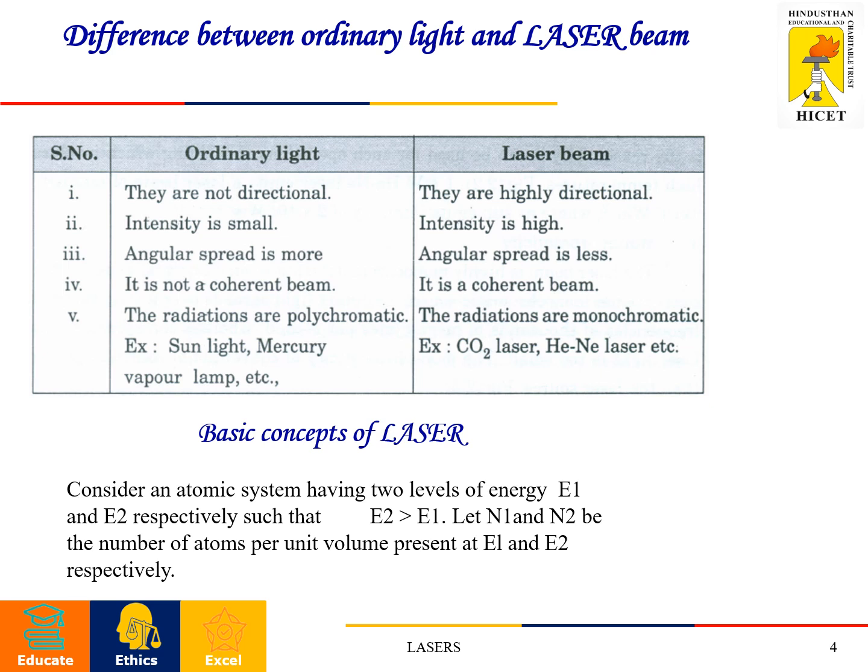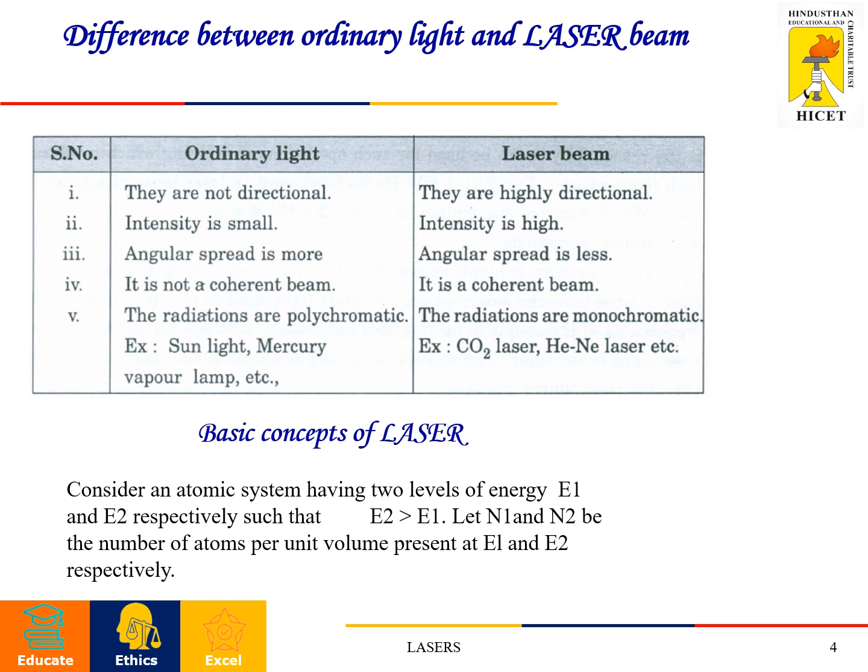Ordinary light is not a coherent beam. Laser beam is a coherent beam. In ordinary light the radiations are polychromatic, but in laser beam the radiations are monochromatic. Examples of ordinary light are sunlight and mercury vapor lamp, and examples of laser beams are carbon dioxide laser, helium neon laser, etc. And now the basic concepts of laser.